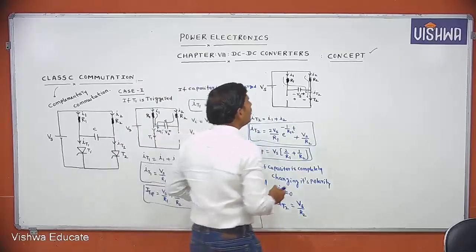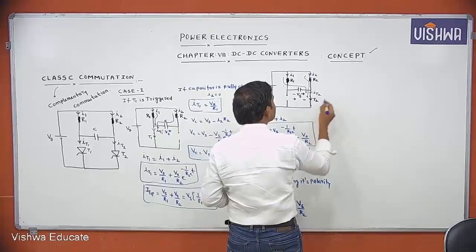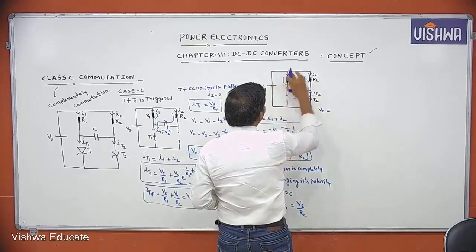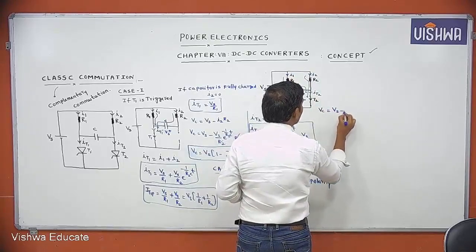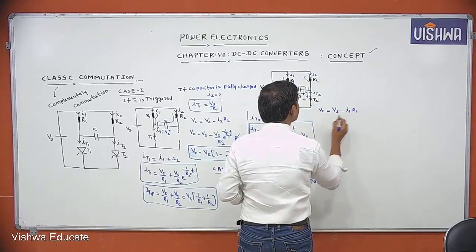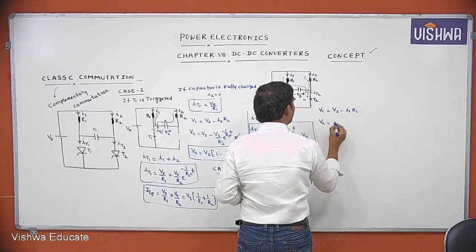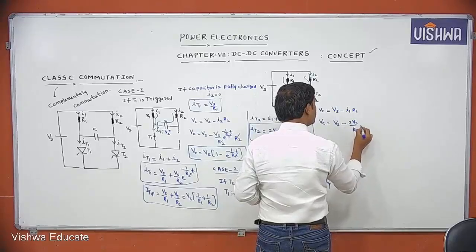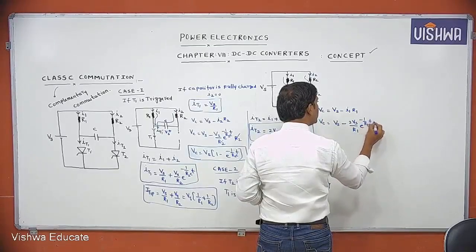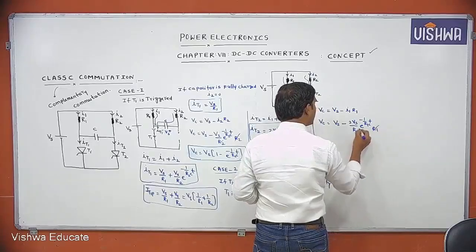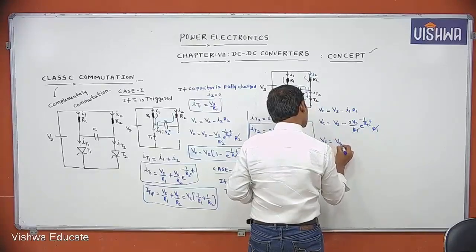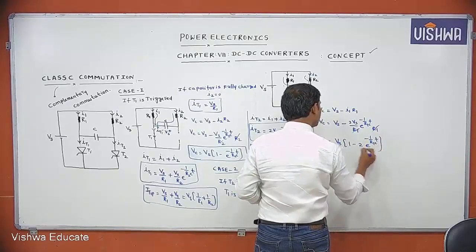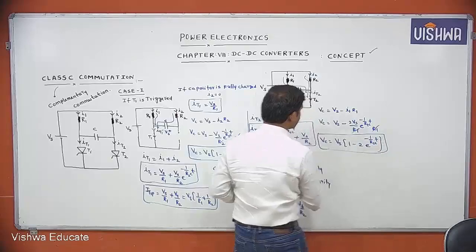At this instant, what is the voltage across the capacitor? The voltage across the capacitor equals Vs minus the drop across R1, that is Vs minus I1 into R1. What is I1? 2Vs by R1 into e power minus 1 by R1C into t, multiplied by R1. R1 cancels. So the voltage across the capacitor is Vs into (1 minus 2 e power minus t by RC).